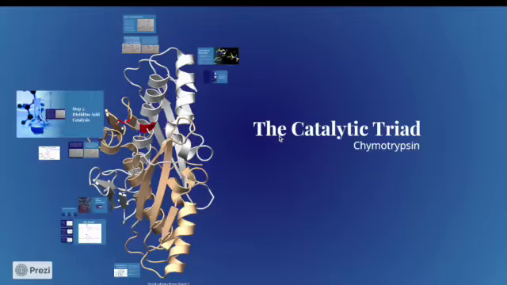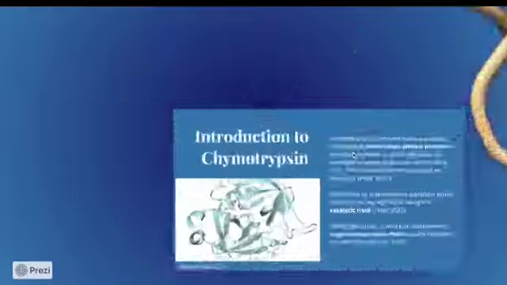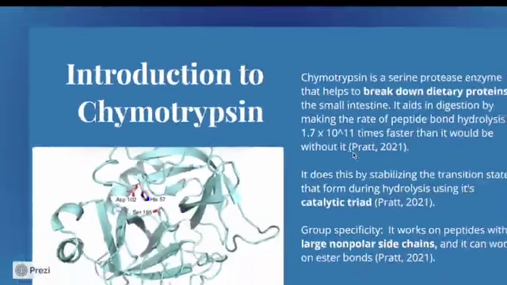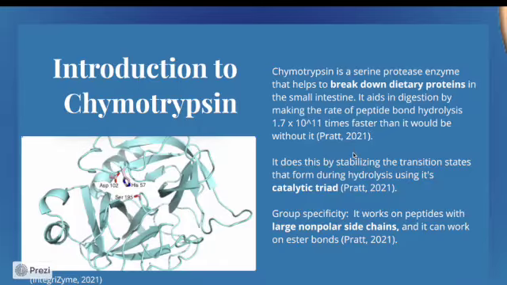So my video is going to be about the catalytic triad, specifically focusing on chymotrypsin's mechanism. So to start, here's a little introduction to chymotrypsin. So chymotrypsin is a serine protease enzyme, and it helps to break down dietary proteins in the small intestine.